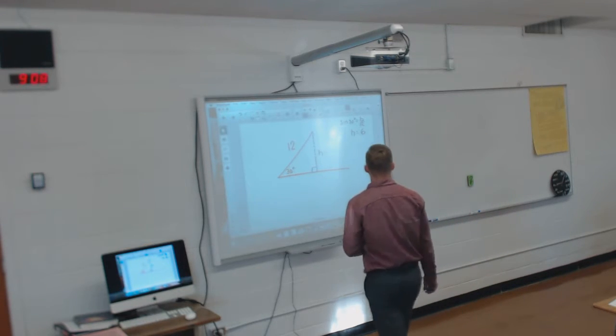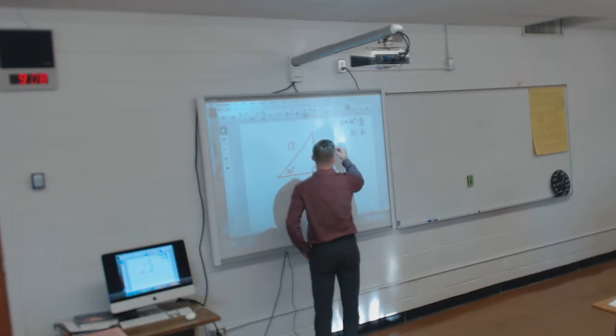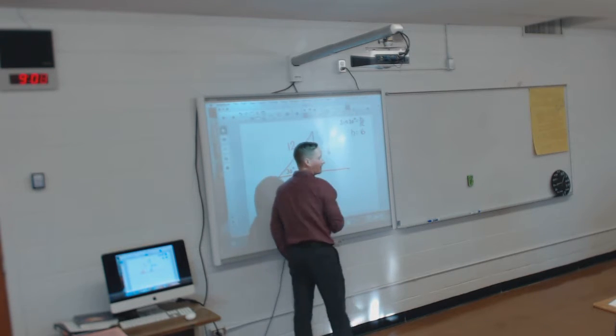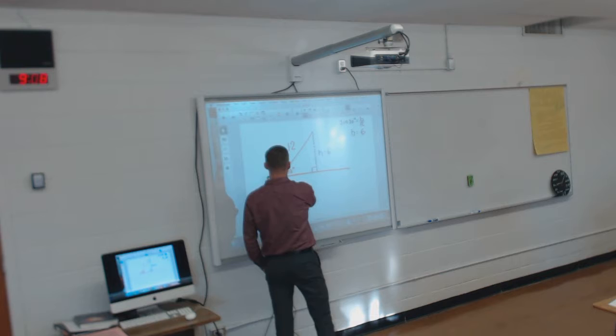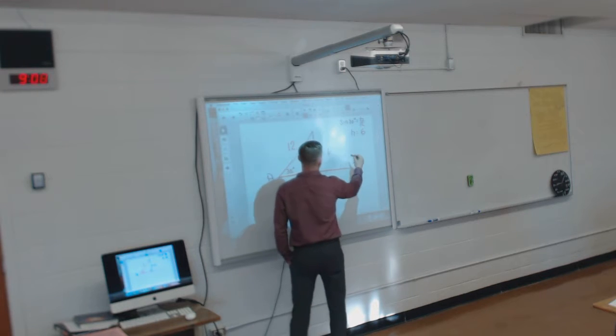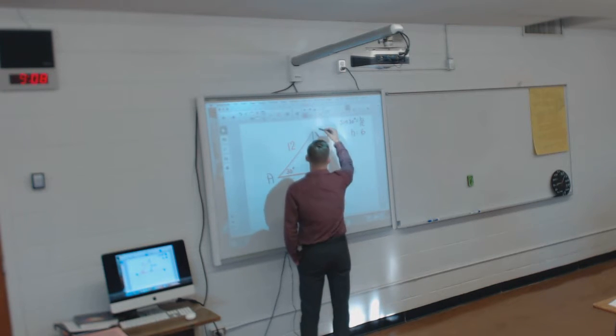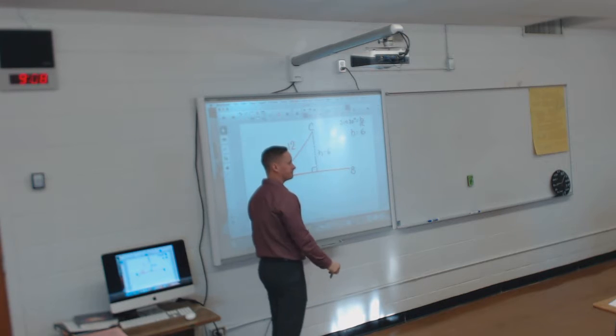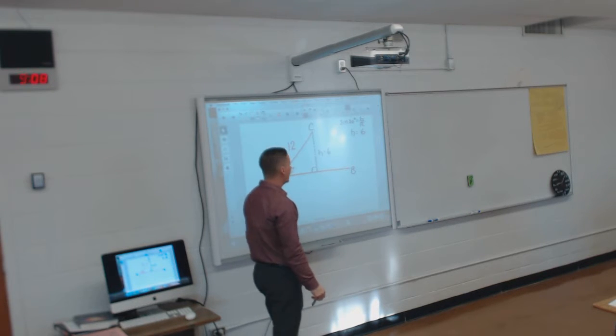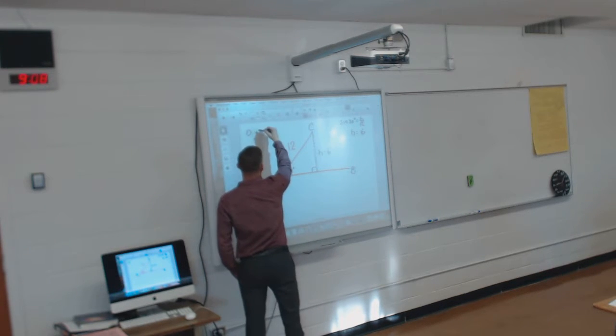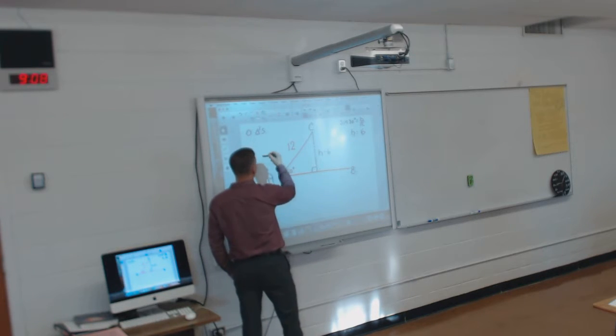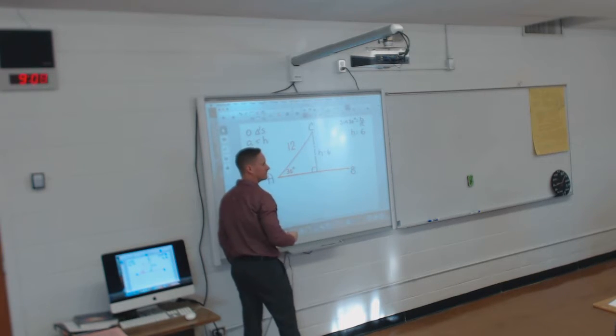So what happens if that length is less than 6? There'd be 0 triangles. So I'm going to label it like this. A, B, and C. Okay? In order for there to be 0 triangles, my side length for A has to be less than my height.